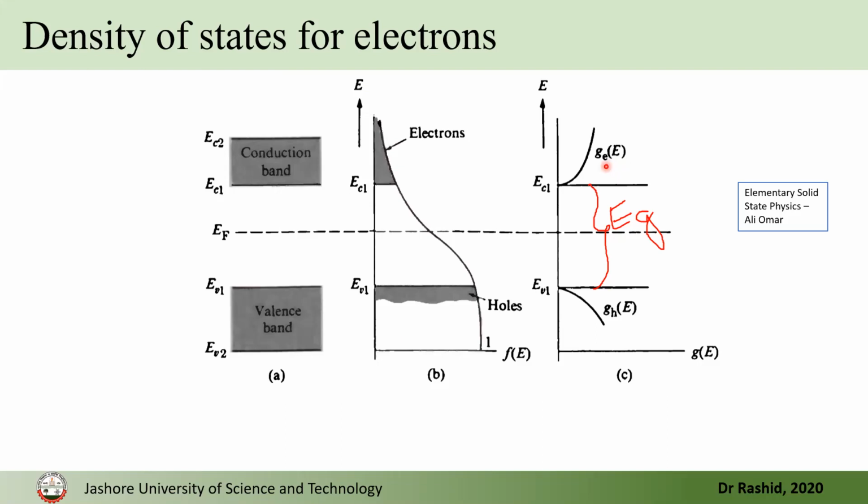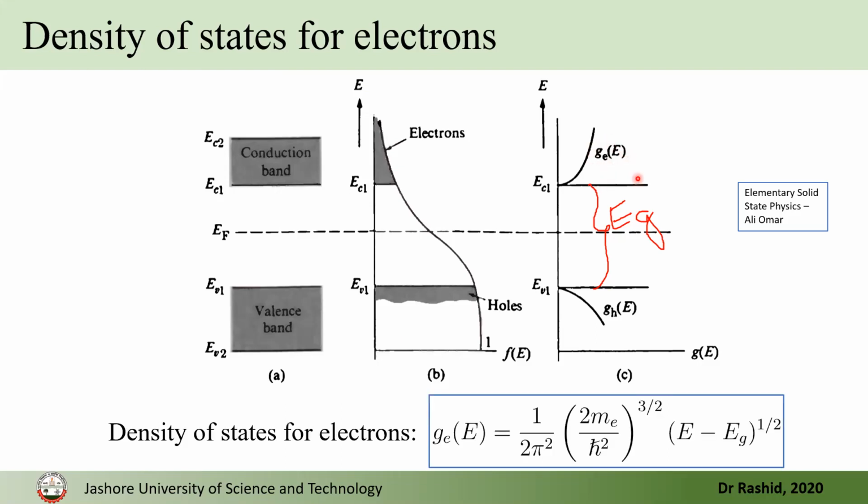Now we want to know this density of states for the electrons in the conduction band. So from the previous expression, we write it like this. Here, in writing this, we assume that the energy at this level is equal to 0. So we just shifted the origin of the energy and assume this to be 0. So the EC1 is equal to EG.